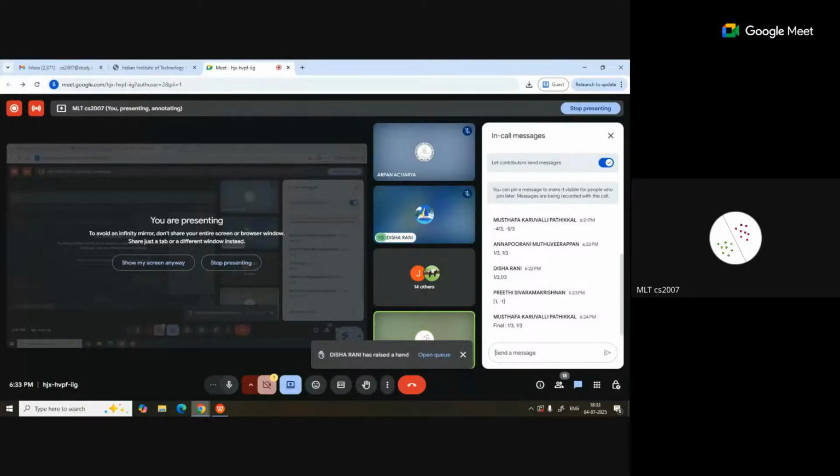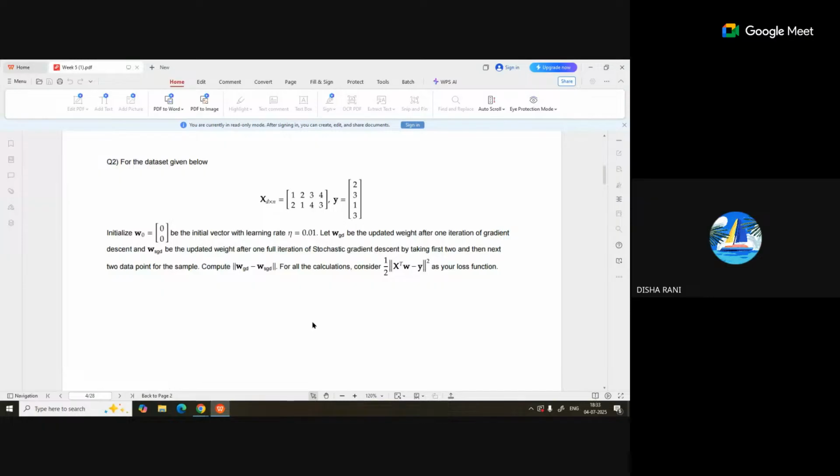For the first one, we have to use the formula that we did earlier. It's just like simple gradient descent: W(t+1) equals W(t) minus eta times del f of w. In general, gradient descent is the descent, right? So W(t+1) equals W(t) minus eta del f of w.